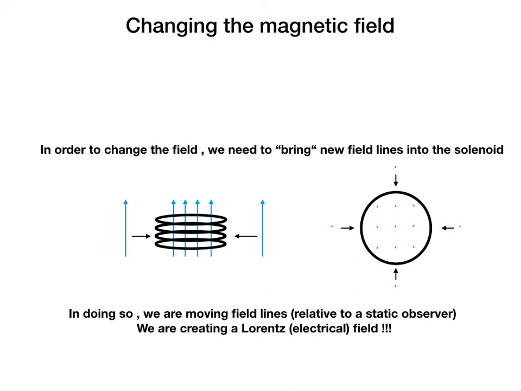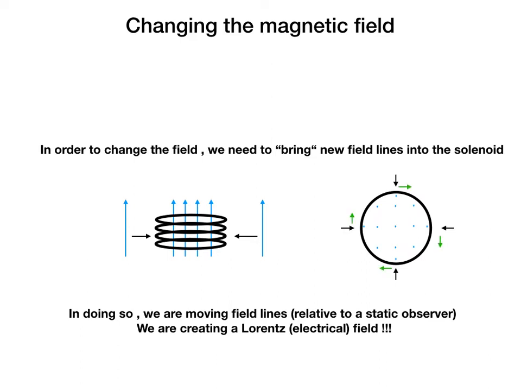How can we do this? Imagine that the blue arrows are the field lines and the field lines are coming into the solenoid. When viewed from above, you can see that the little field lines are going into the loop. When the field lines are moving relative to us, there is a Lorentz electrical field in our frame of reference. This electrical field is shown in green lines.